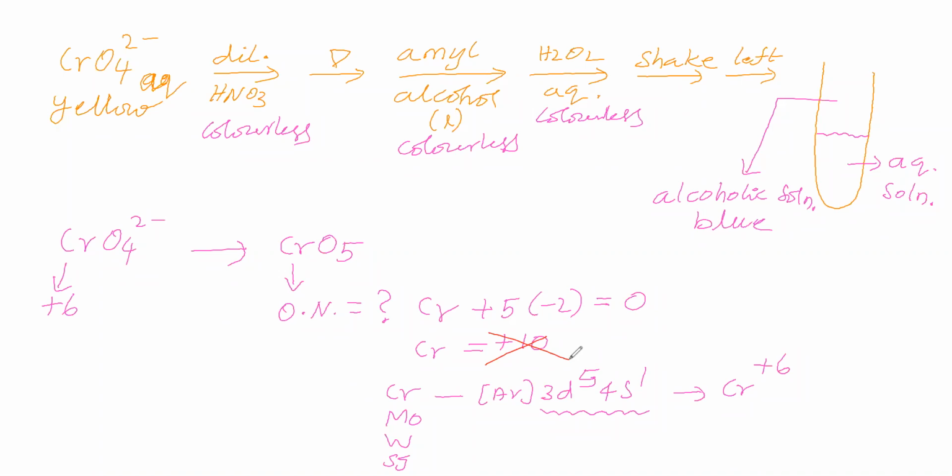Why is it so? Because chromium electronic configuration is argon 3d5 4s1. Chromium valence shell contains 6 electrons. So chromium can show maximum +6 oxidation number. It cannot show more than +6. So chromium cannot show +10 oxidation number.